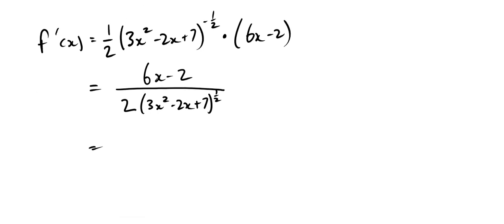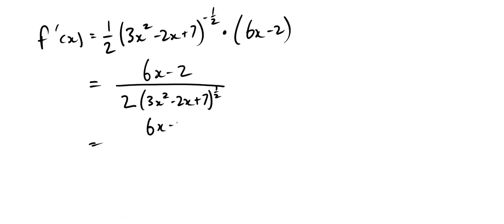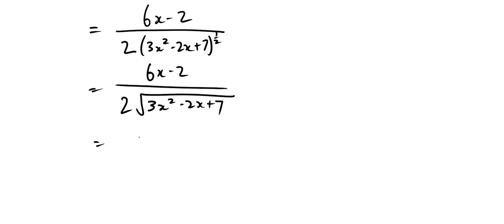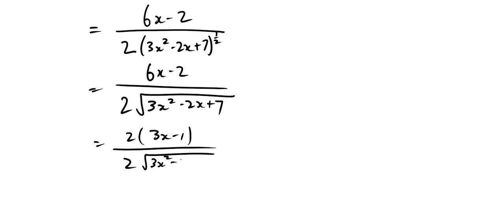And I could turn that back into a square root. You wouldn't have to. But just to remind us that that's what's happening, I'm going to. Oh! What else can we do? Almost missed it. Yeah, we can factor, right? So I end up with 2 times (3x minus 1) over 2 square root. That's just a fluke, I think.